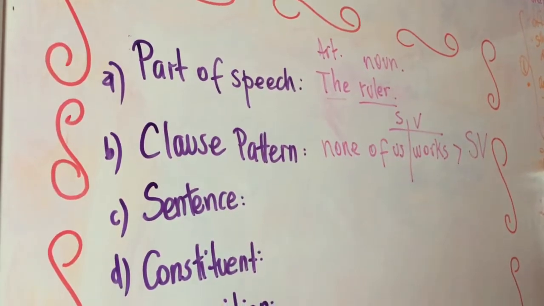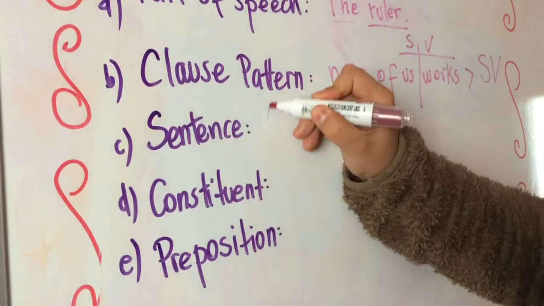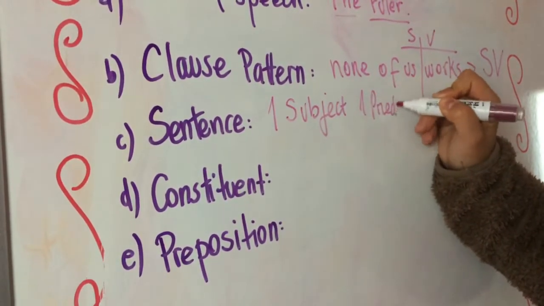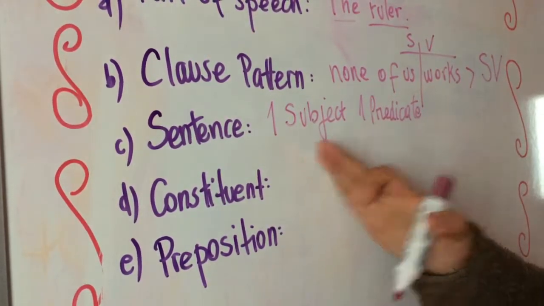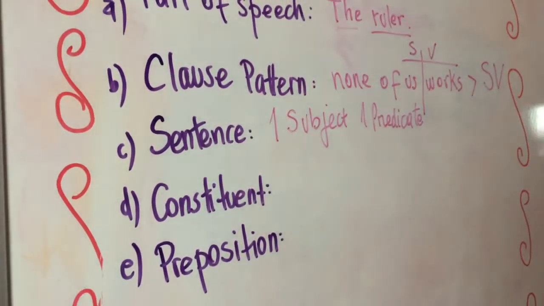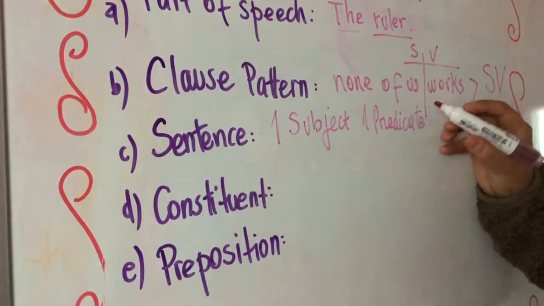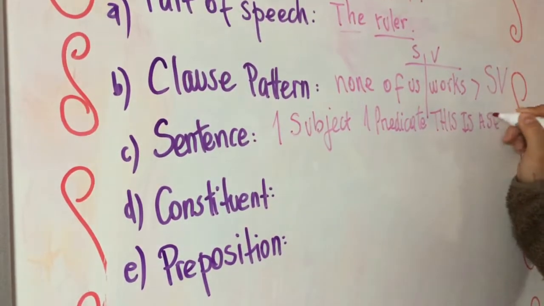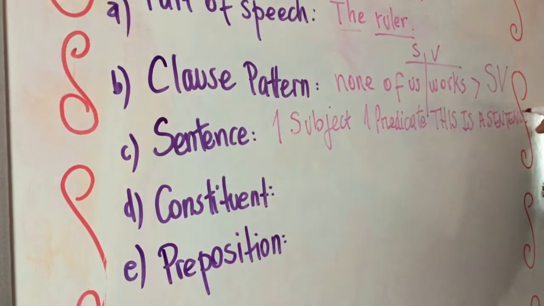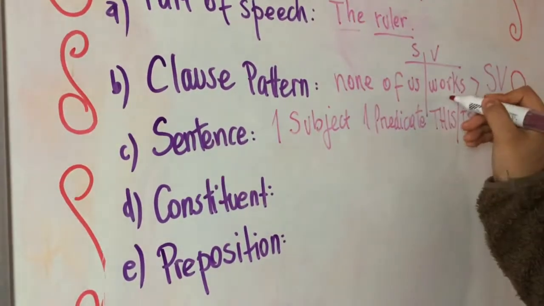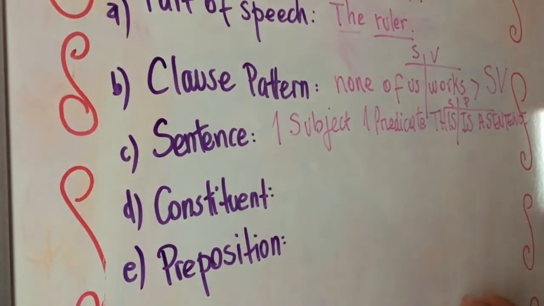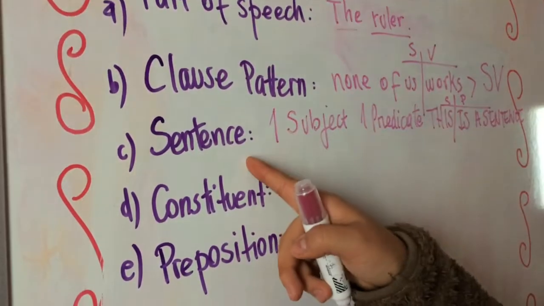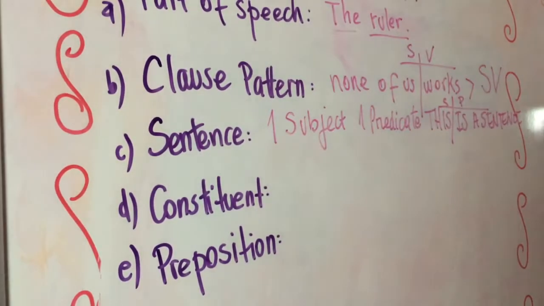A sentence is a set of words that contains one subject and one predicate. If you don't have one subject and one predicate, this is not a sentence. For example, in the sentence "This is a sentence," we have "this" as the subject and the rest as the predicate. What do we need to know when we have a sentence? One subject and one predicate.